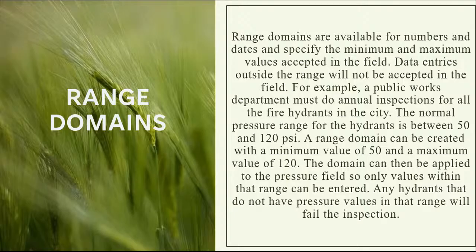It's more like a constraint. If you read from the very paragraph, it's a constraint we apply to data. Okay, it's between this and this. So any hydrant that does not have a pressure value in that range will fail the inspection. Now that has helped you. Instead of just putting different things, this is the acceptable value, between 50 and 120. So any value that is not within this has failed the inspection. Any value within this has passed the inspection.